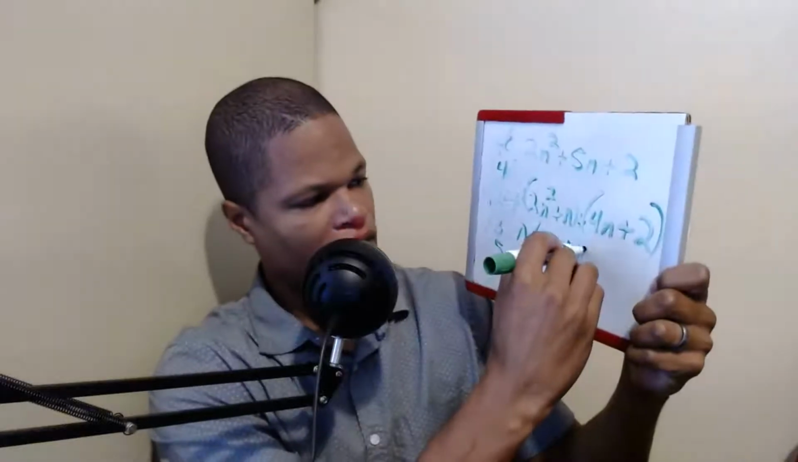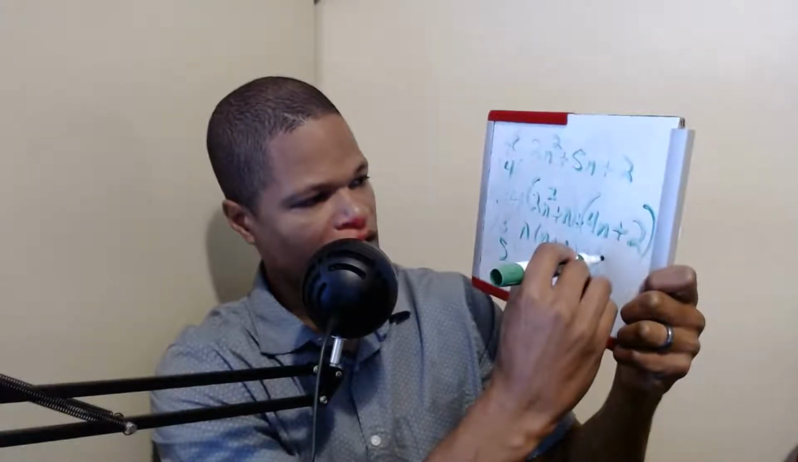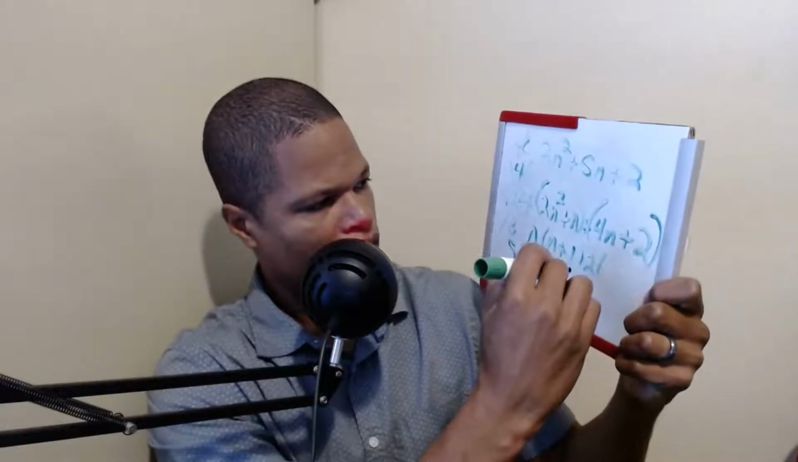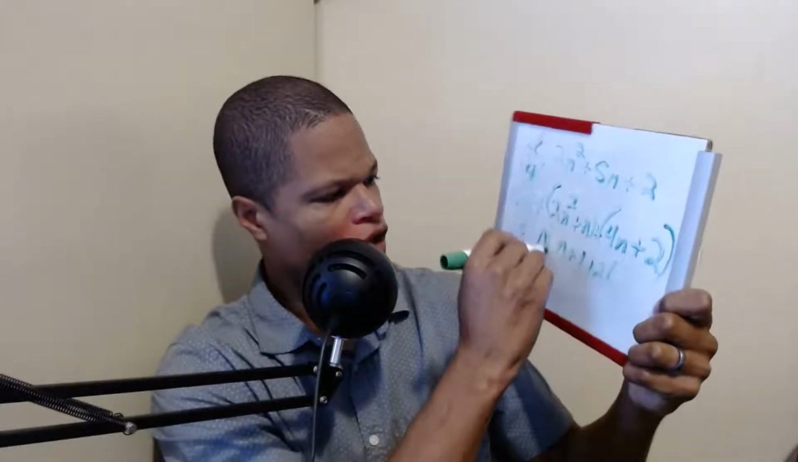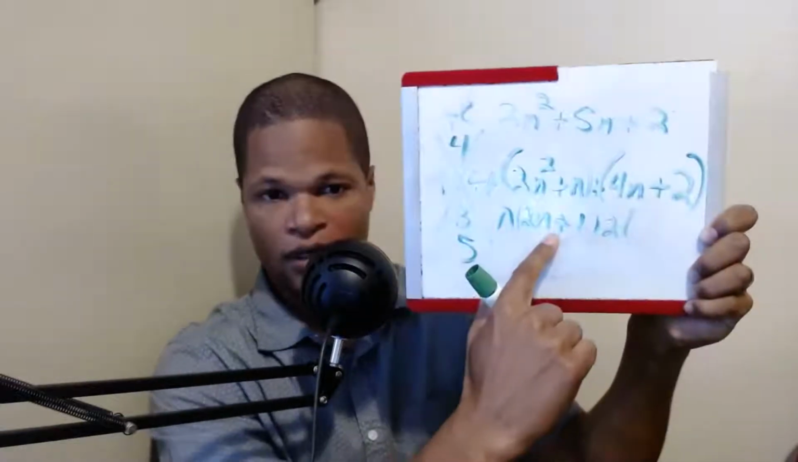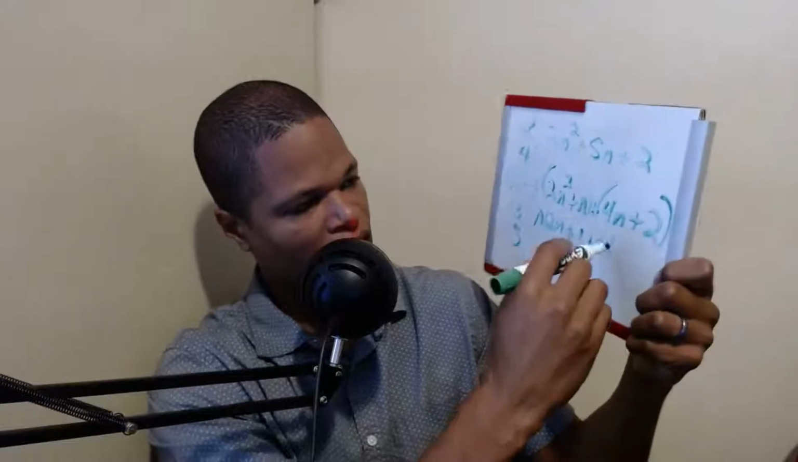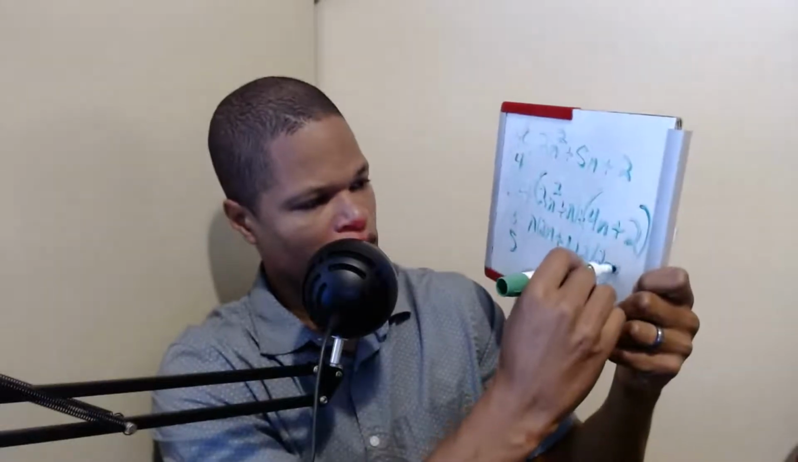Now right here, what they had in common is 2, and that's going to leave me with... I think I messed up. Let's try that one more time. That should be 2n plus 1. This is what happens when you go too fast. All right. And that's going to give me 2n plus 1 as well.